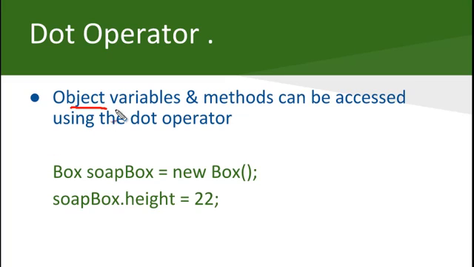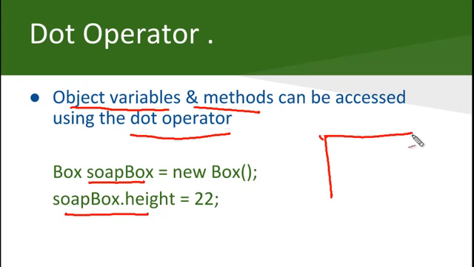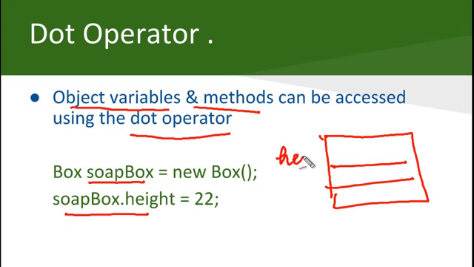Now we want to access the object variables and methods. Suppose we have a soapBox and we need to specify the height of it. We do that using the dot operator. So when we write soapBox.height = 22, the instance variable height of soapBox will get the value 22. That is done using the dot operator, and this is how we access the variables.